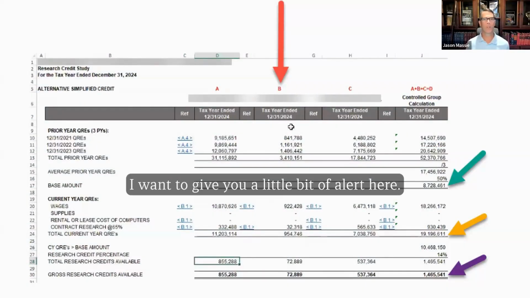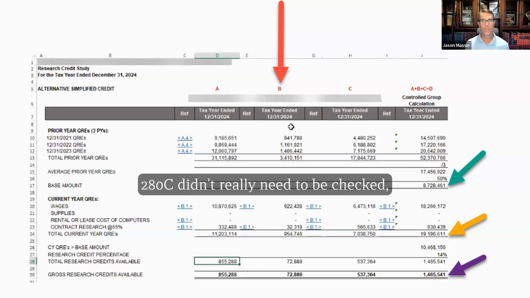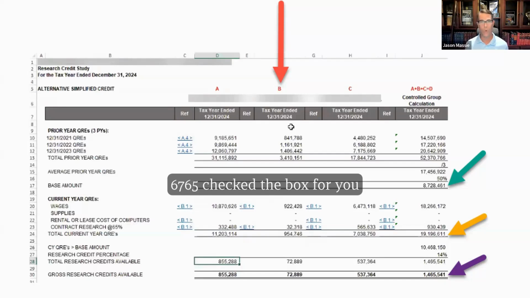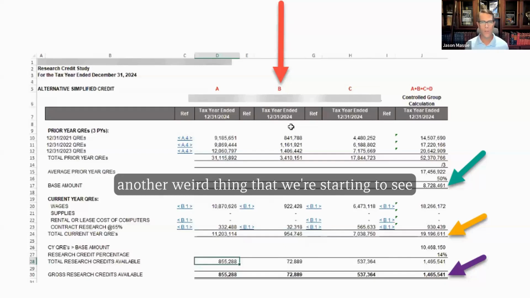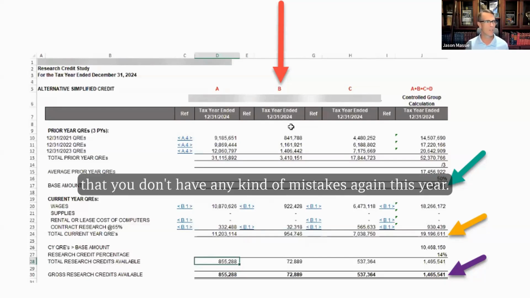I want to give you a little bit of alert here. I hope I'm not making a mountain out of a molehill. But a few years ago, when 280C didn't really need to be checked, several of you accidentally had the computer program you're using to process your 6765 check the box for you because it was on repeat from last year. And the IRS never came out with a way to remedy that for you, and I feel bad. So I want to point out another weird thing that we're starting to see with the 2024 Form 6765, so that you don't have any kind of mistakes again this year.